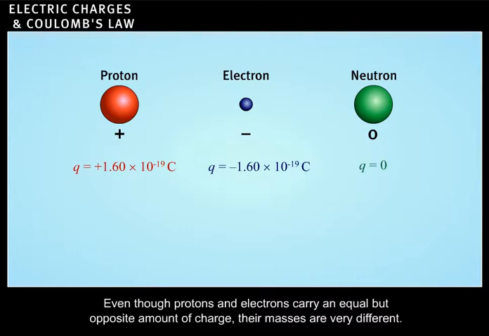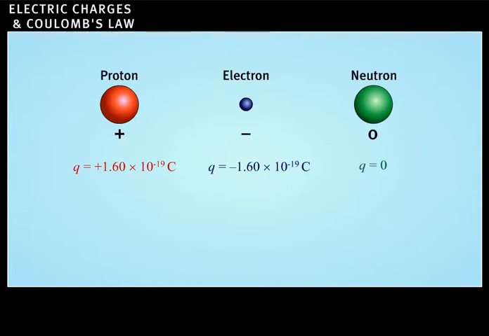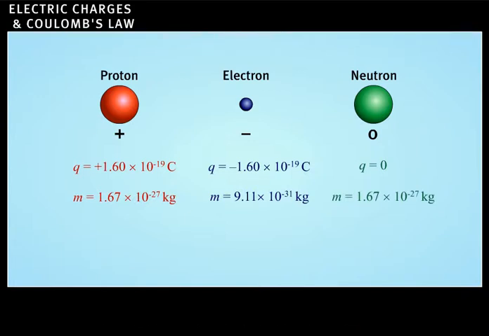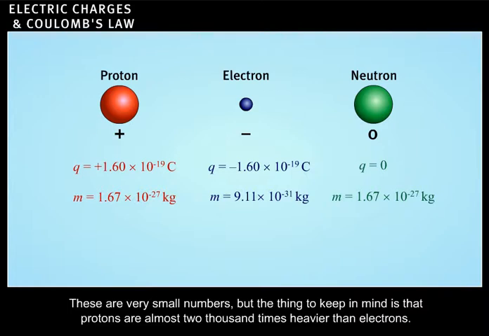Even though protons and electrons carry an equal but opposite amount of charge, their masses are very different. The proton mass is 1.67 times 10 to the minus 27 kilograms, while the electron mass is 9.11 times 10 to the minus 31 kilograms. The neutron's mass is almost the same as the proton's mass. These are very small numbers, but the thing to keep in mind is that protons are almost 2,000 times heavier than electrons.